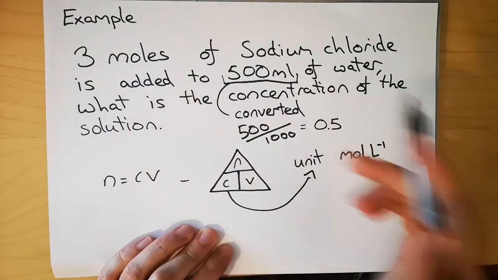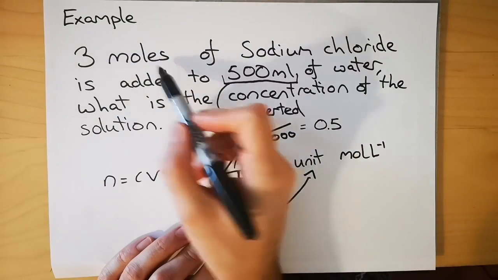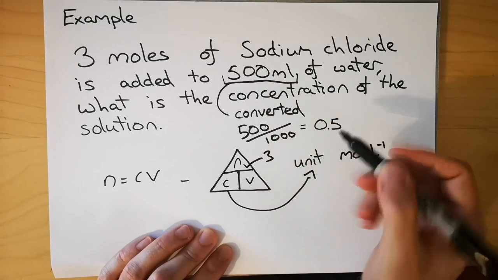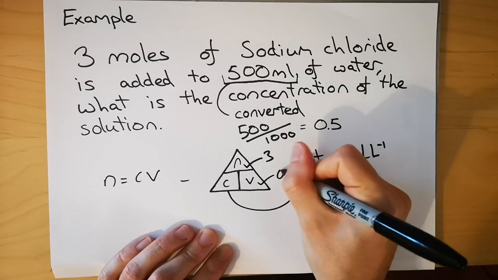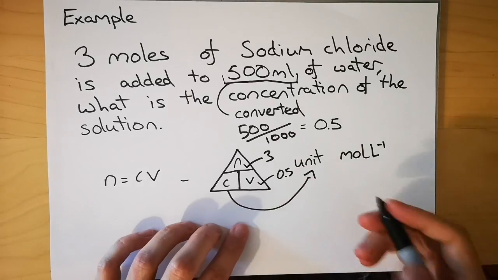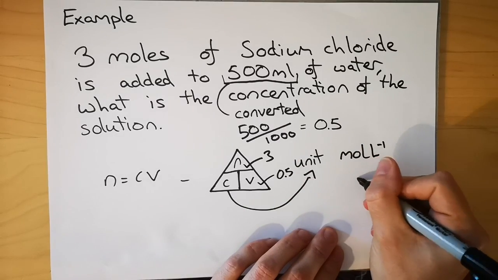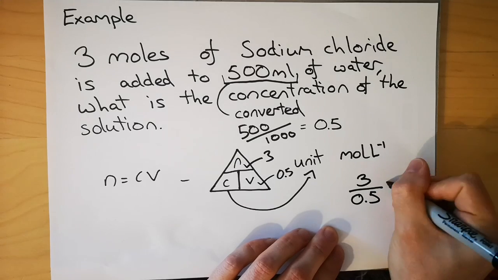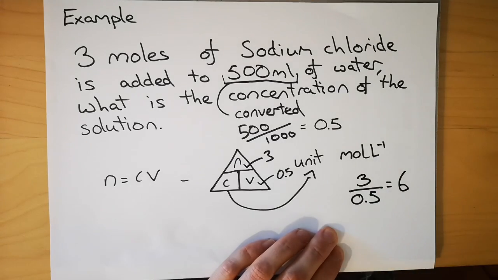So from the question, I can see that I've got my moles, which is 3, and my volume, which I've already converted, is 0.5. So what I need to do now is do 3 divided by 0.5, which will give me 6. Once again, use your calculator.